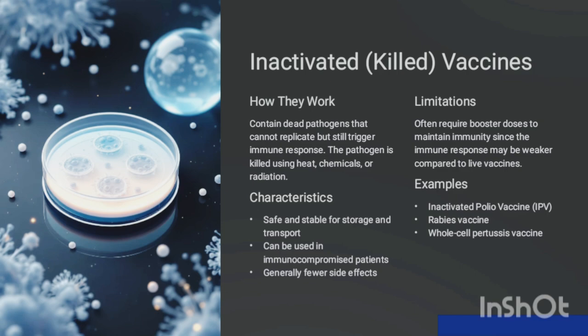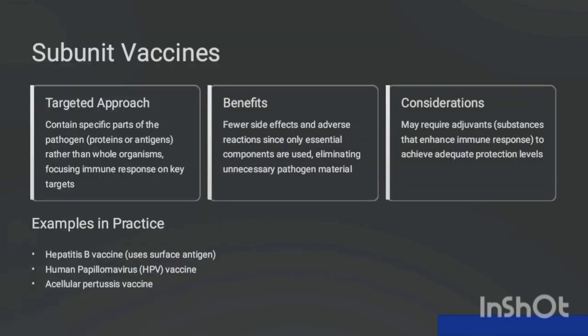4. Subunit vaccines. Subunit vaccines are a targeted approach to immunization. These vaccines contain specific parts of a pathogen, like proteins or antigens, rather than the whole organism. This focuses the immune response on key targets. Benefits: they typically result in fewer side effects and adverse reactions because only essential components are used, eliminating unnecessary pathogen material. Considerations: adjuvant substances that enhance the immune response may be required to achieve adequate protection levels.